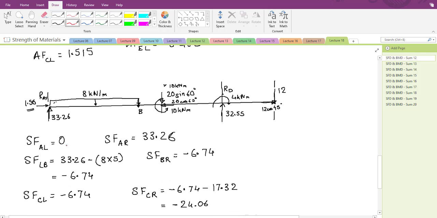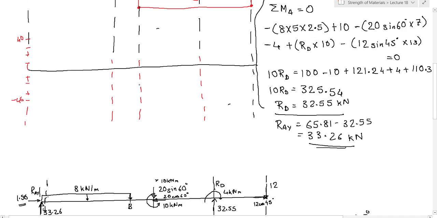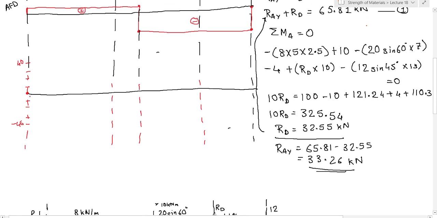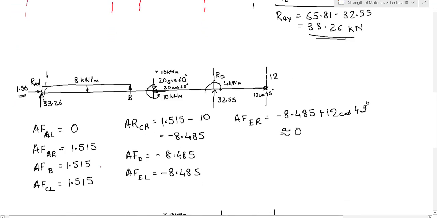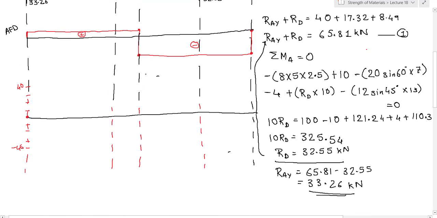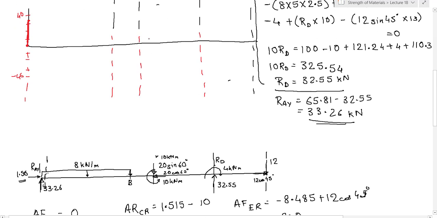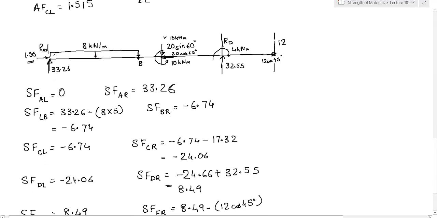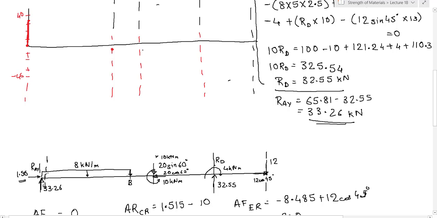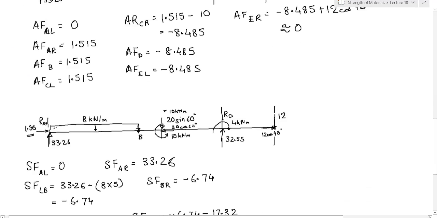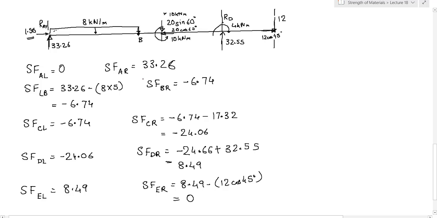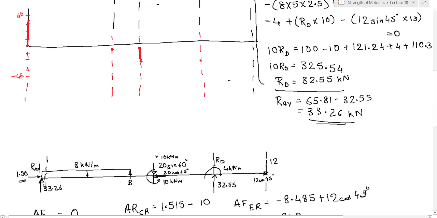So at A it is going from what? It is going from 0 to 33.26. Sorry, I will just check. Yes, at A 0 to 33.26. So somewhere between 30 and 40 over here. Then at B what is happening? It is staying at minus 6.74. So somewhere over here. At C what is happening? From minus 6.74 to minus 24, right? At D what is happening? It is going from minus 24.06 to 8.49, this is D.